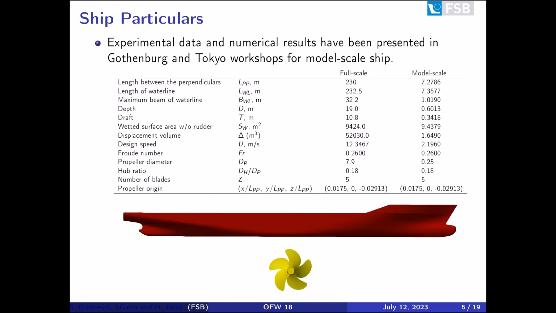The study in this research is performed for a well-known container ship with a KP505 propeller. Ship particulars for both model and full scale are presented in the table. This container ship geometry is chosen due to publicly available experimental data for both local and integral flow characteristics. Simulations are performed on both model and full scale geometries. Both hull and propeller in this study are assumed hydraulically smooth.